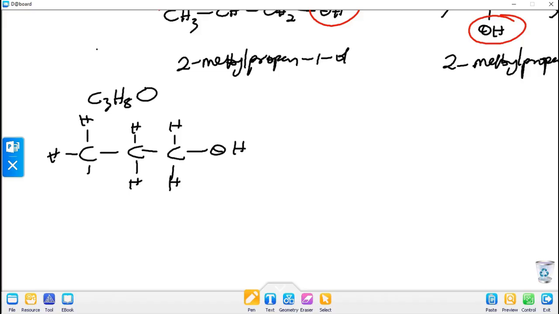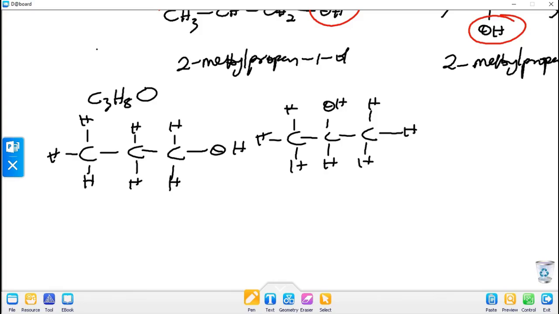Don't be confused with the way they wrote it. It is still the same thing. And the second is C, and we have OH up there, and we have OH there, H here, H, and H.